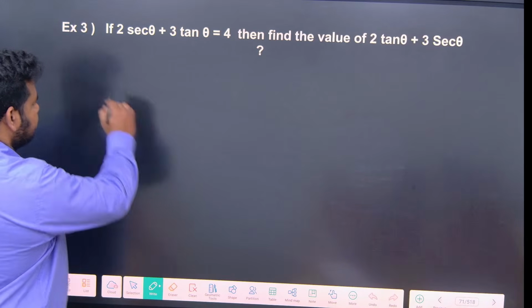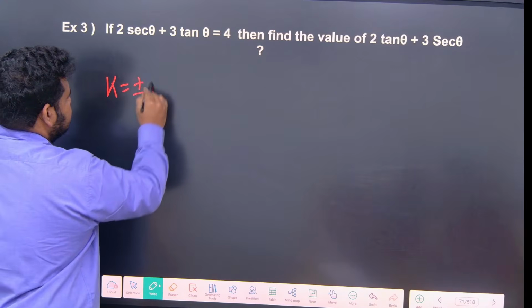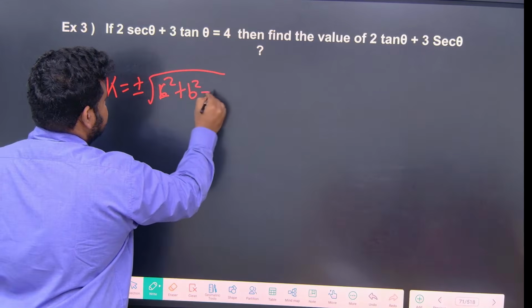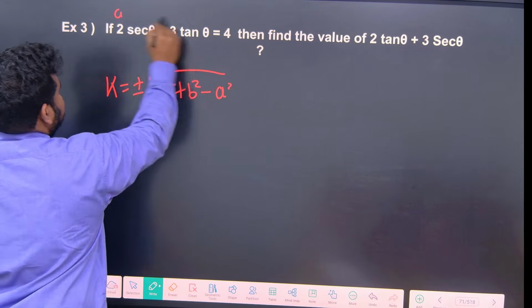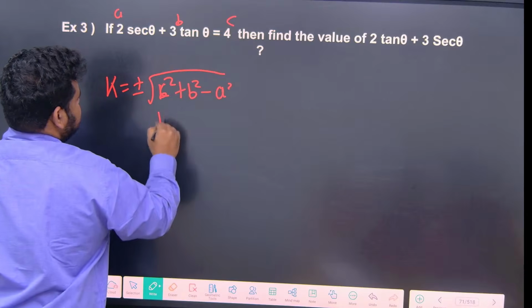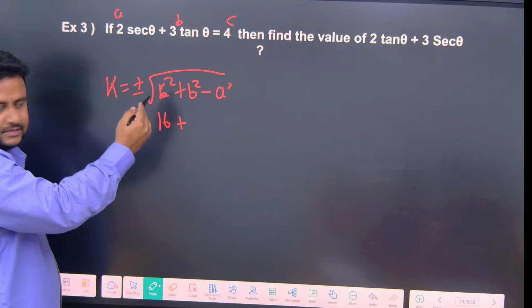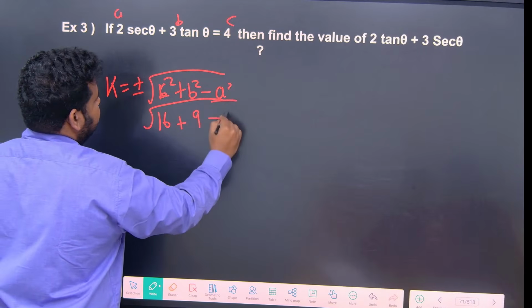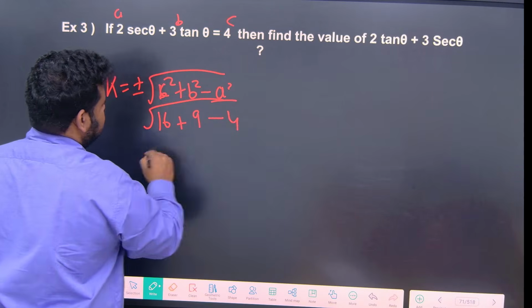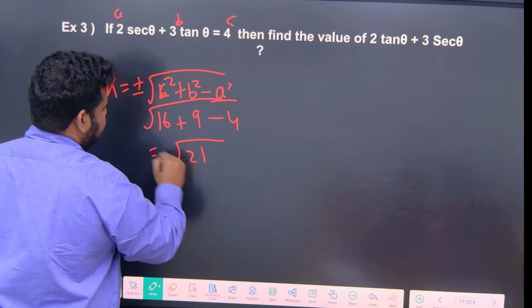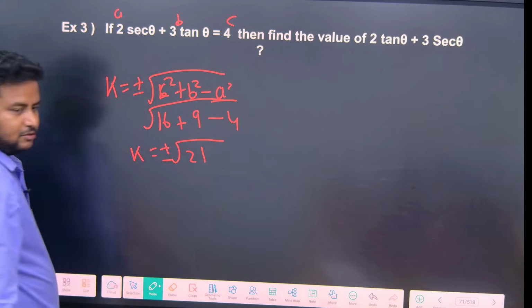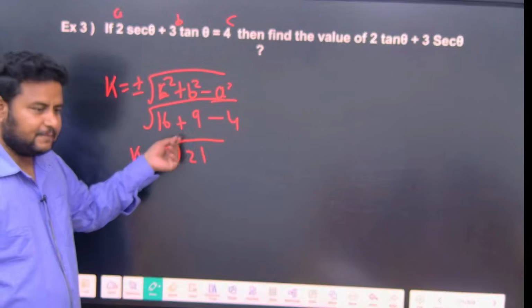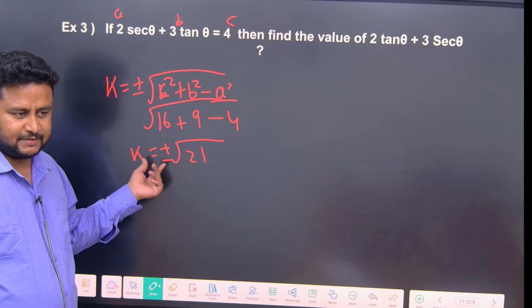So this is what? K is equal to plus or minus square root of C square plus B square minus A square. Here this is A, this is B, this is C, this is 16. 4 square is 16. So B square is 9, minus 4 square is minus 4. So that is square root of 21, K is equal to plus or minus square root of 21. Understood? Am I going fast? See, 25 minus 4, 21. K is equal to plus or minus.